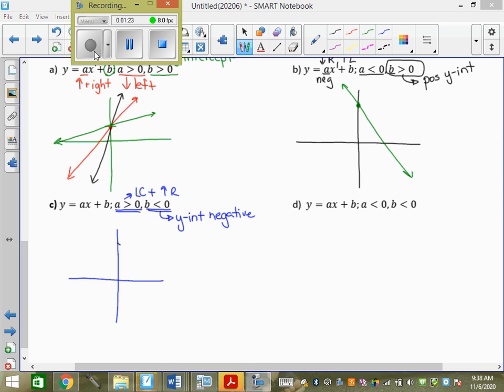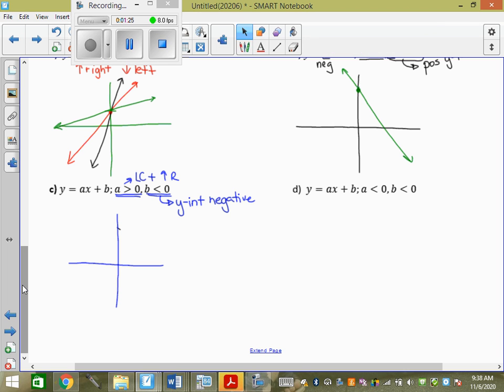So the first thing I'm going to draw is my y-intercept, negative, so down here somewhere. And I know that it needs to end up on the right, and that indirectly means it needs to end down on the left, because this is a degree 1, an odd degree function, right? So up on the right, down on the left.